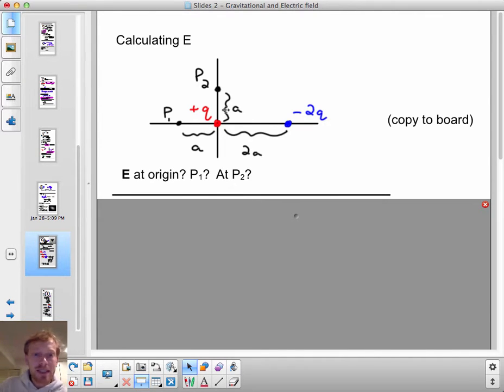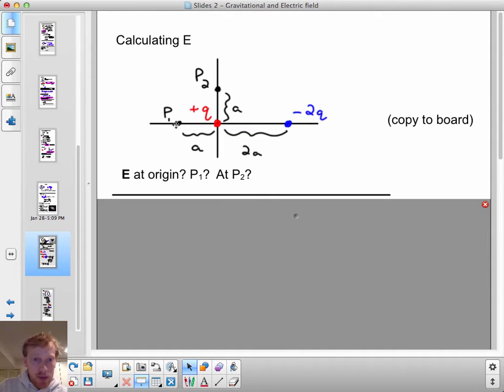In terms of these distances a and the amounts of charge q, we're asked to find the amount of electric field at the origin, the amount of electric field at this location P1, and the amount of electric field at this location P2. And I guess we're asked to find the magnitude and direction of the electric field at P1 and P2, not just the magnitude.